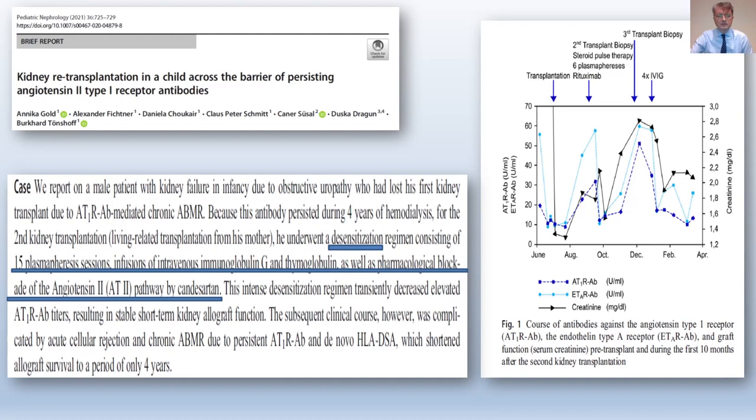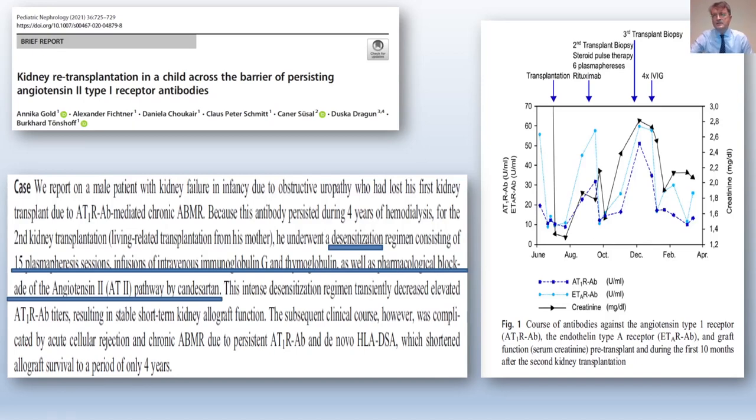This is an example from Heidelberg, a patient who lost the first graft due to antibody-mediated rejection. It was proven that he had antibodies against this receptor, AT1R. Then he was desensitized using plasmapheresis and IVIG, then was retransplanted with a living-related kidney from his mother, and he was also given blocking of angiotensin II by candesartan. And it should be noted that even with such a sophisticated manner of management, he lost the second graft within 4 years because of rebound.